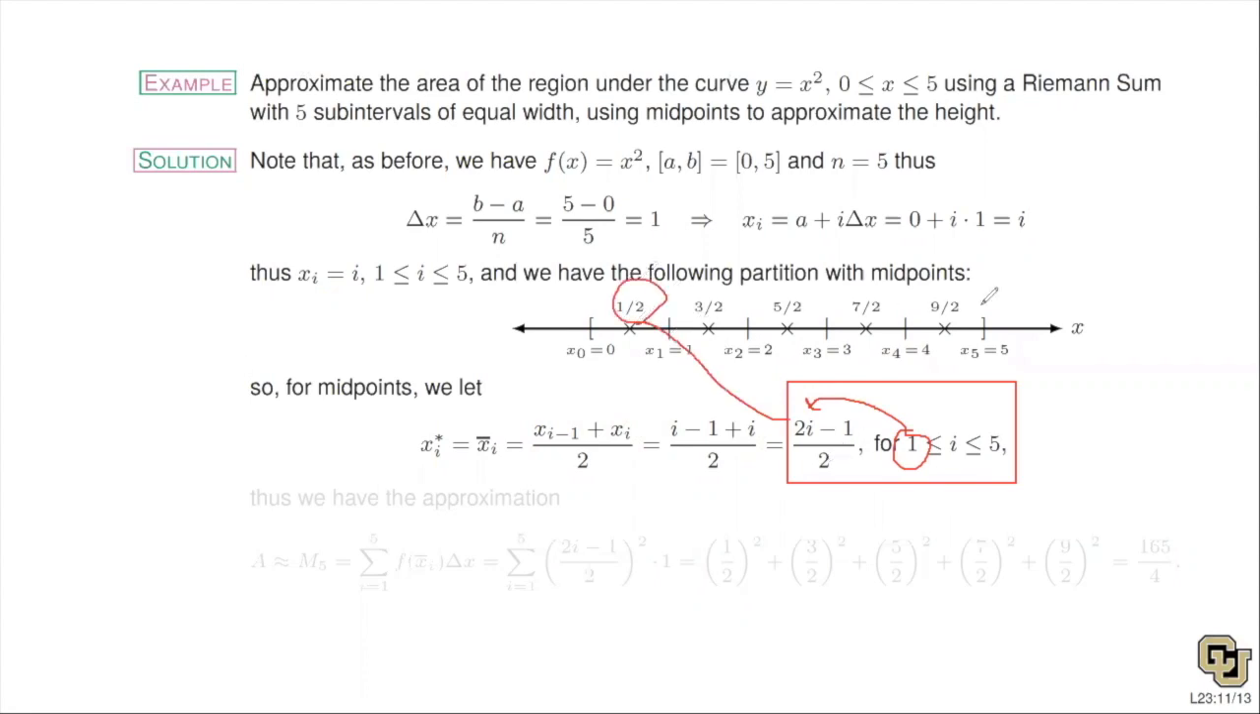This is the formula for each of these midpoints. For example, if I plug in 2, 2 times 2 is 4 minus 1 is 3/2. That gives me the second midpoint from the second subinterval. If you plug in 5, 5 times 2 is 10, 10 minus 1 is 9, you get 9/2. That's the midpoint of the fifth subinterval.